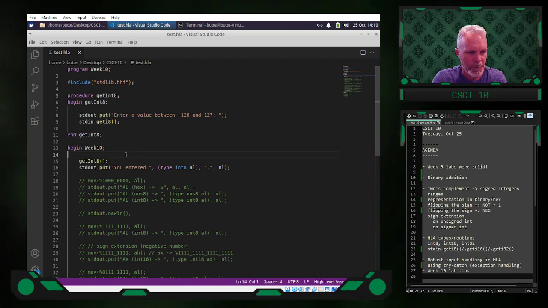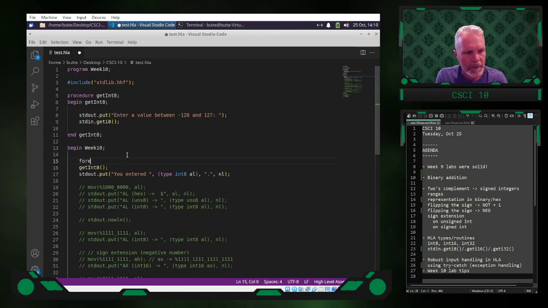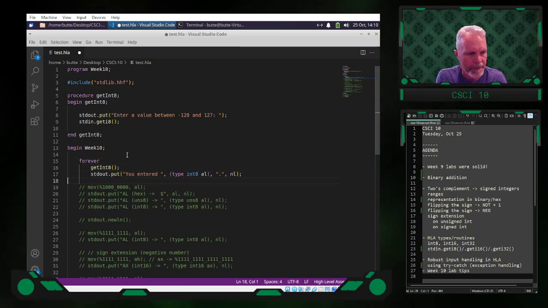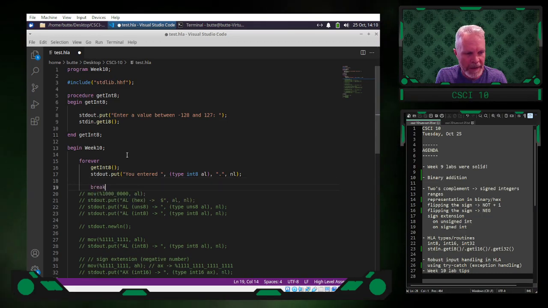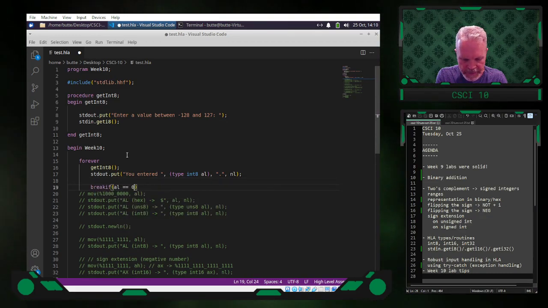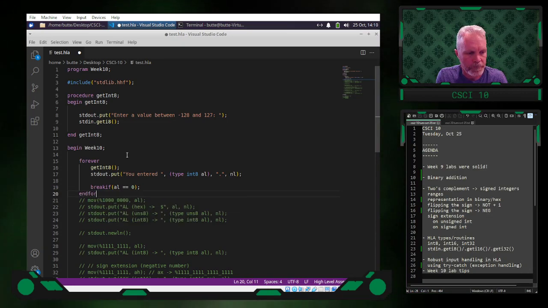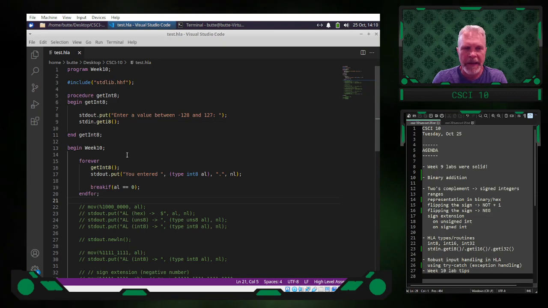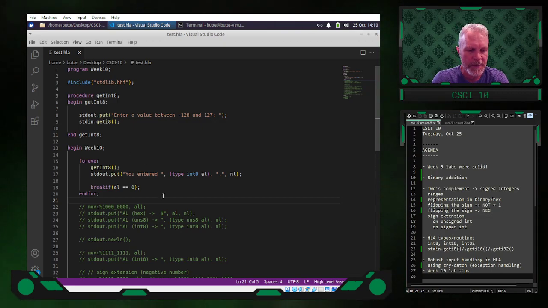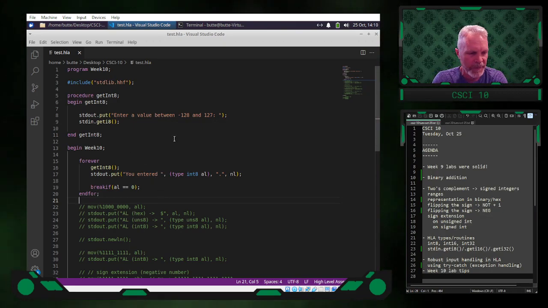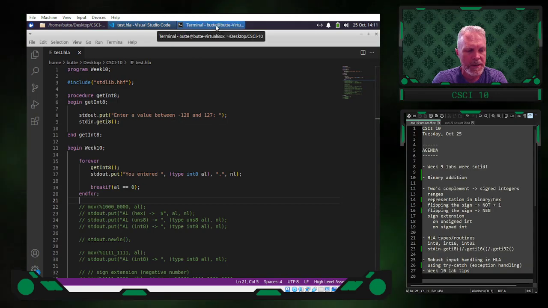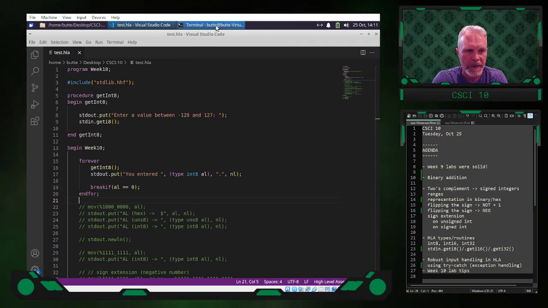I'm going to go ahead and put this in a forever loop so that I can break if AL is 0, and that way I can try it multiple times. I'm just going to remember that I have to type in 0 to quit. Okay, so let's build that.